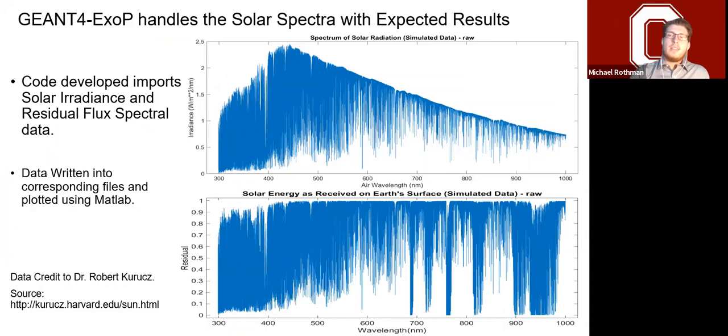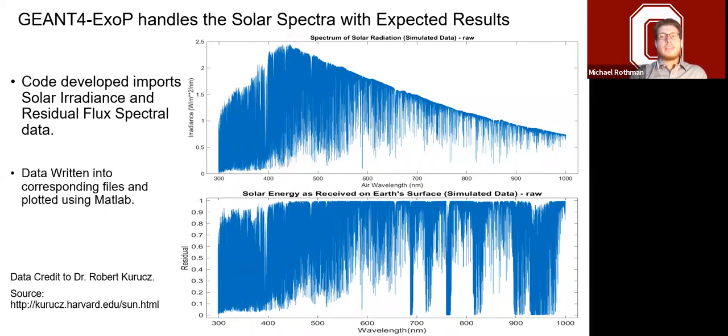You can see in the top right here the solar irradiance spectrum, or the energy outputted by the sun that's incident on the Earth's atmosphere. The bottom right is the solar flux residual, or the energy as it's received on Earth's surface after filtering through Earth's atmosphere. We can see that GN4XOP handles both of these cases with the expected results. For example, in the solar radiation spectrum, you can see that it peaks at about 450 nanometers in yellow.